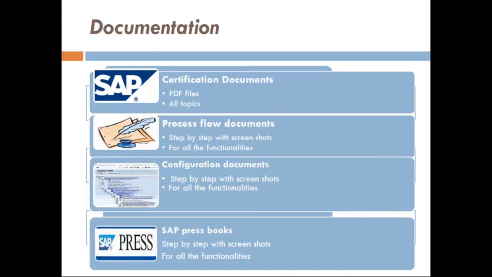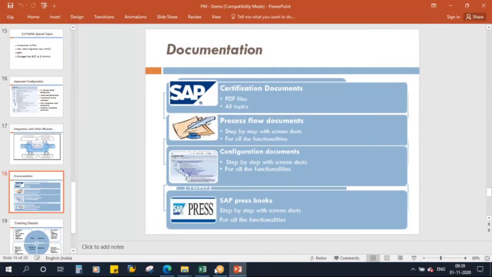Once that is done, at the end of the training, I'll provide you 4 types of documents. I'll show you all those things. First is SAP certification documents. These are provided by SAP Germany. Then process flow documents, then config documents, and you will get soft copies of SAP PM press books. I'll show you sample ones one by one.